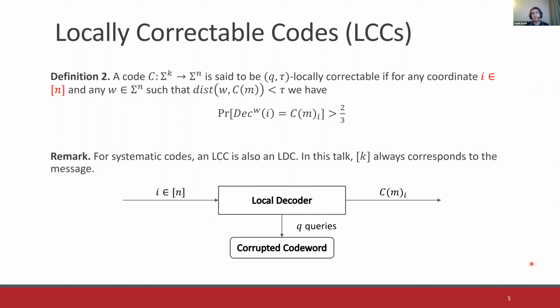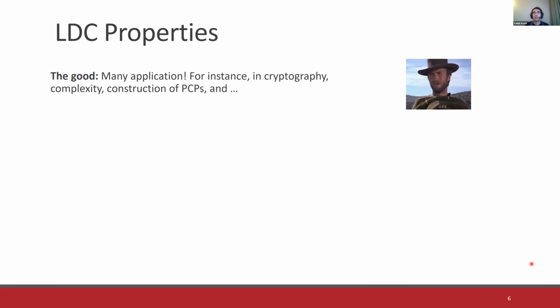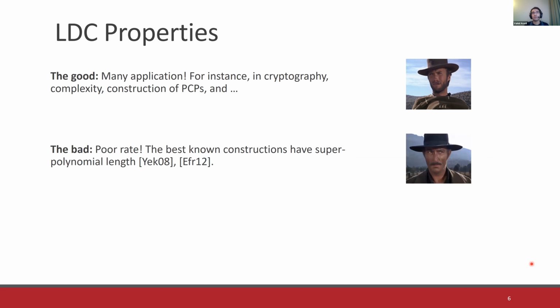So, having these locally decodable codes has some properties. The good properties are that they have many applications. They have applications in cryptography, in complexity, in construction of PCPs, in private information retrieval. And they're basically very useful and very important things in theoretical computer science. However, they have very poor rates.